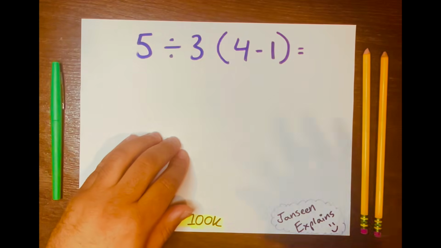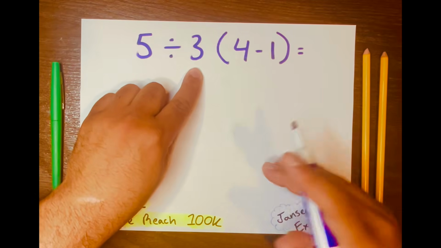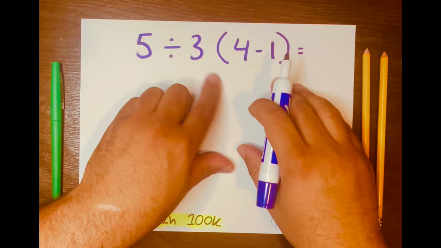Hi everyone, by the end of this video, you'll be able to solve 5 divided by 3, and then you have 4 minus 1 inside these brackets, or in other words, parentheses.